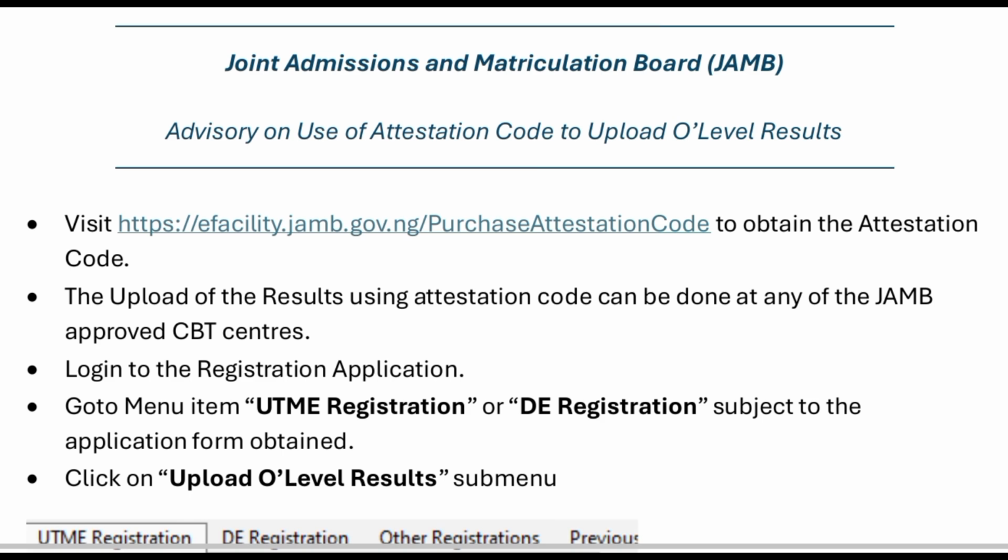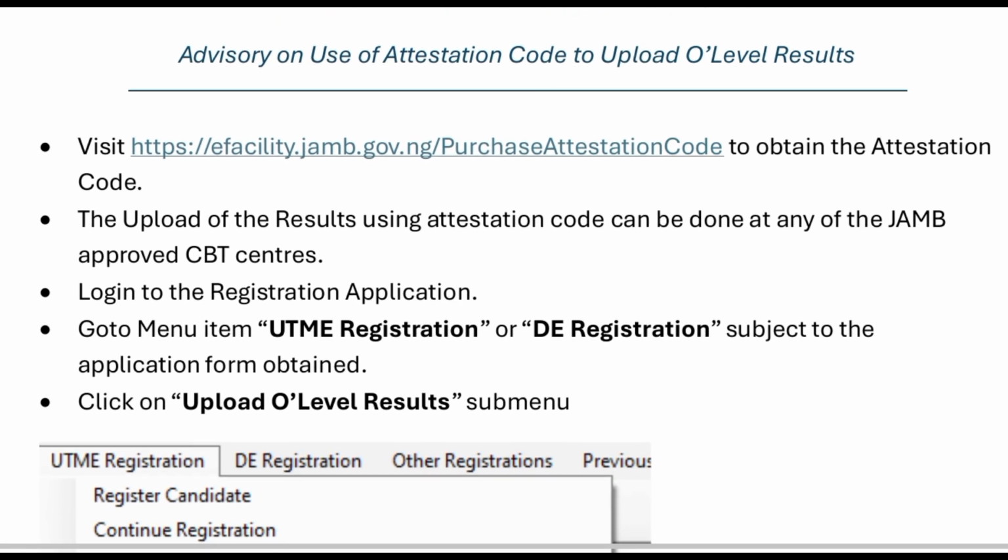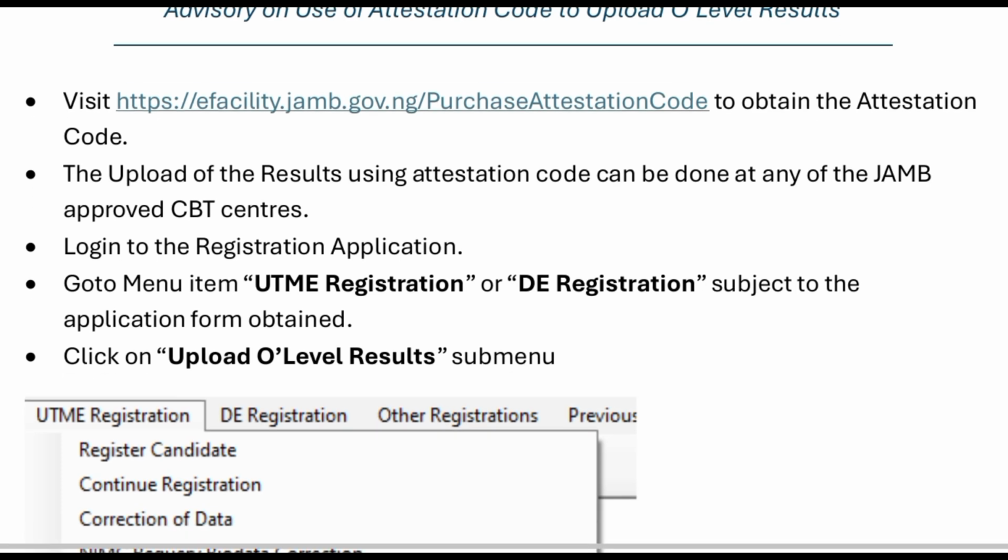So the step one is to visit this particular address, https://efacility.jamb.gov.ng/purchase attestation code. We're going to go to this website to obtain the attestation code. Then after buying it, the second step is to go to the upload of the result using the code, and this can be done by a JAMB CBT Center.